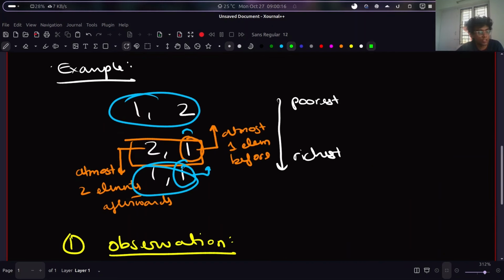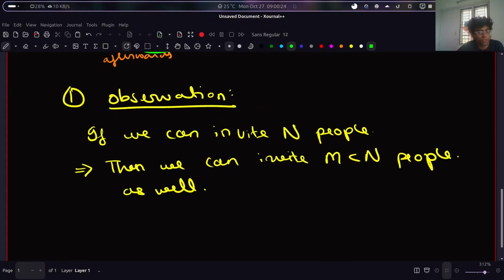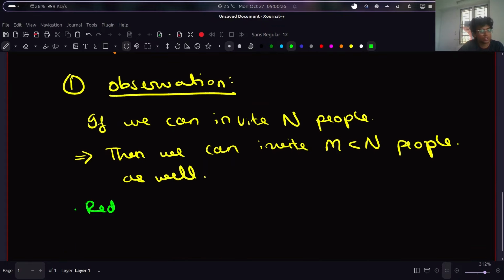Because first of all, it's very obvious, because if we can invite two people, and we remove one of them, then that's not going to change anything. It's just going to reduce the number of conditions we have, because each condition is at most x, at most y. So those are the conditions which we have. If we remove an element, the conditions will still be met. So that's why if we can invite n people, then m less than n people are also possible.